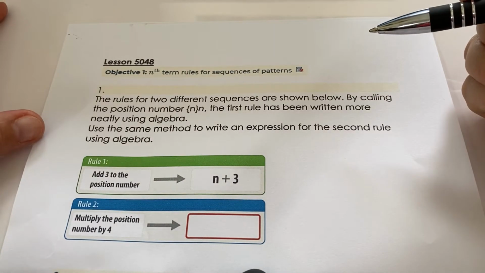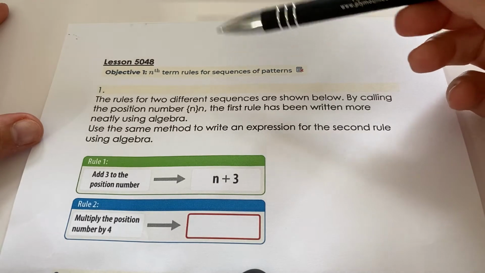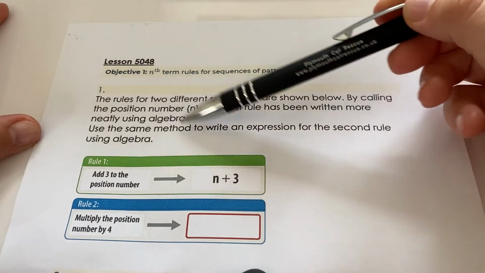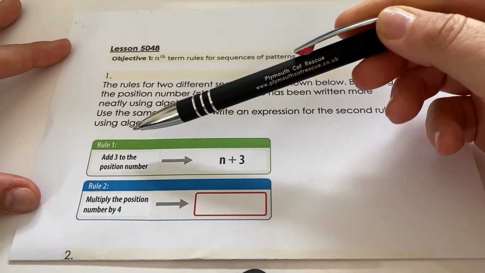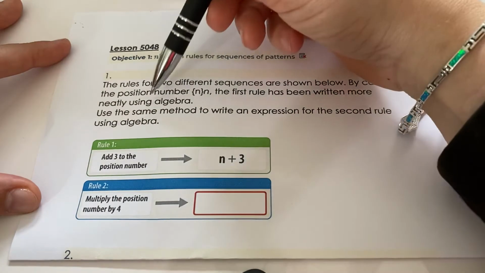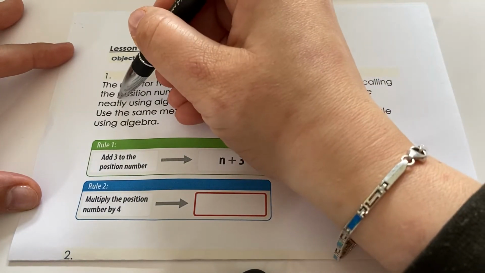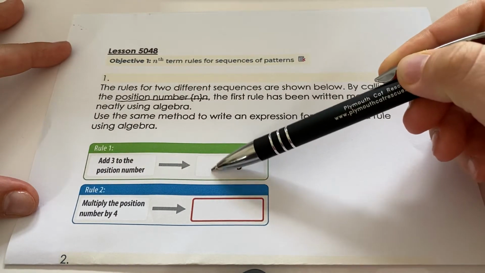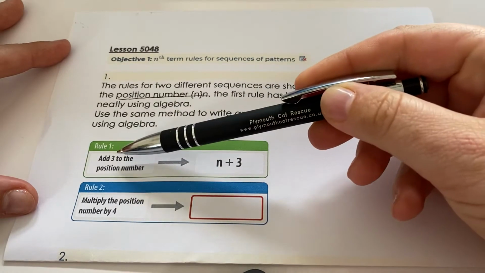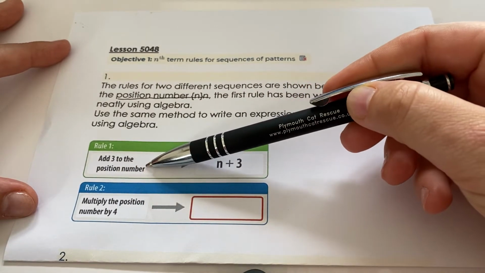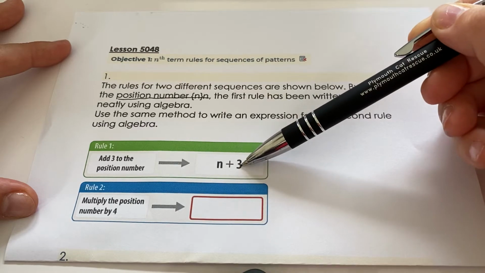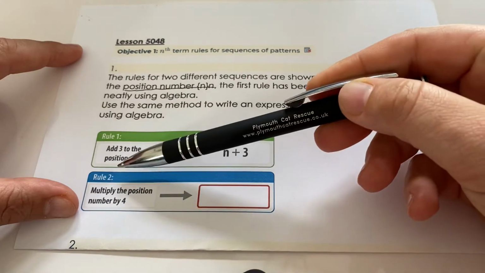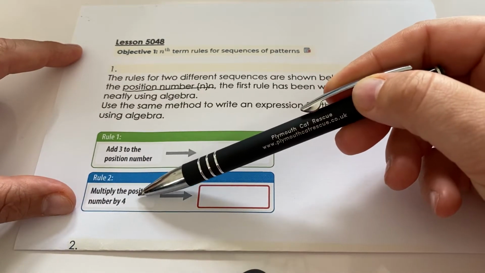This is lesson 5048, where we are looking at the nth term rules for sequences of patterns. In this first example, you are told that n stands for the position number, which is written here. And then the first rule has been written in an algebraic form as well. So the rule is that you add 3 to the position number. So n plus 3. So you've got to come up with the algebraic term for this rule, which is multiply the position number by 4.